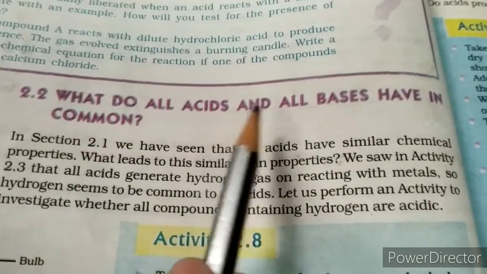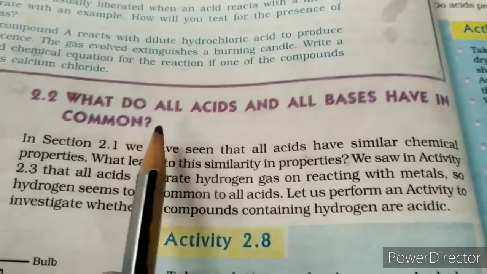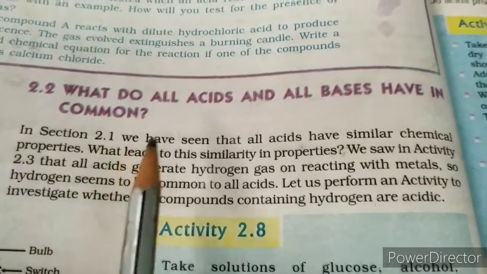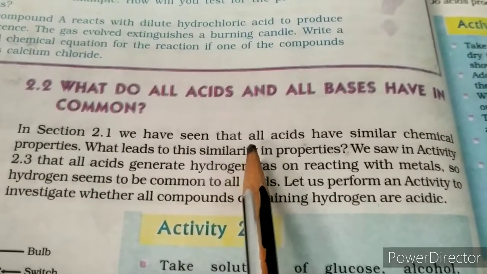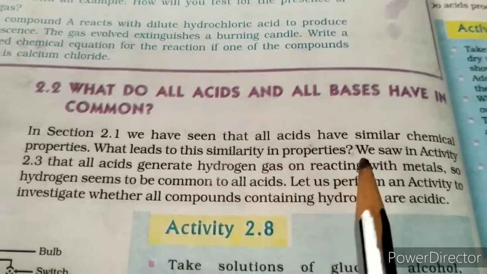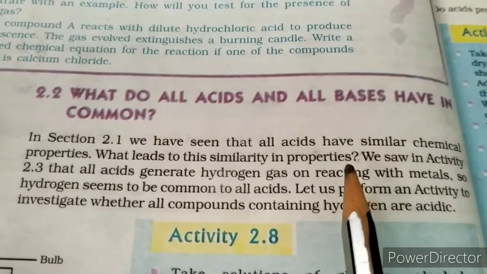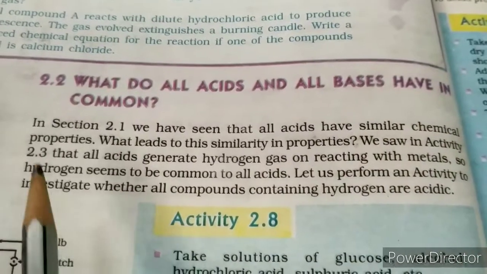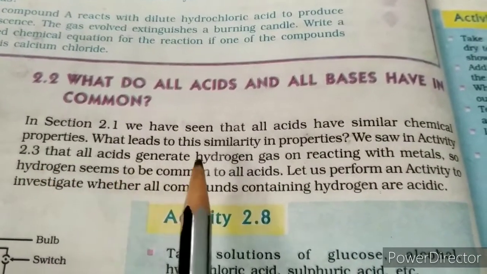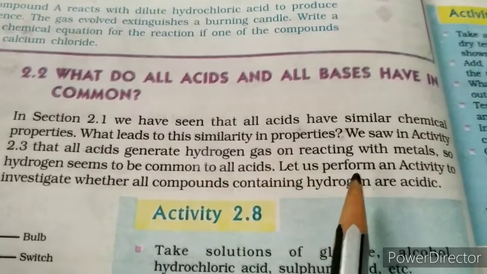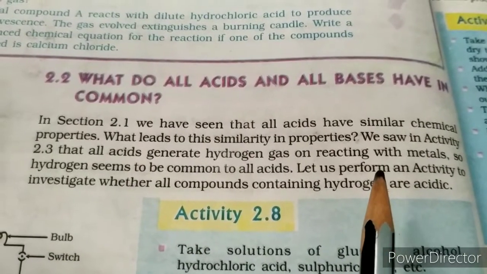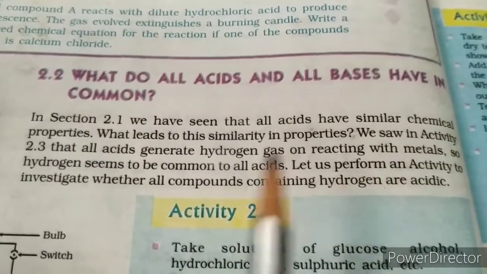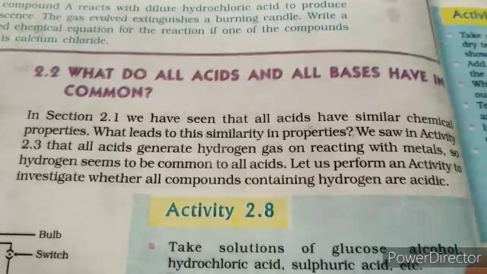Now we will continue our topic. What do all acids and all bases have in common? In section 2.1, we have seen that all acids have similar chemical properties, and bases also have similar chemical properties. Again, in activity 2.3, acids generate hydrogen gas on reacting with metal, isn't it? So hydrogen gas seems to be common to all acids.